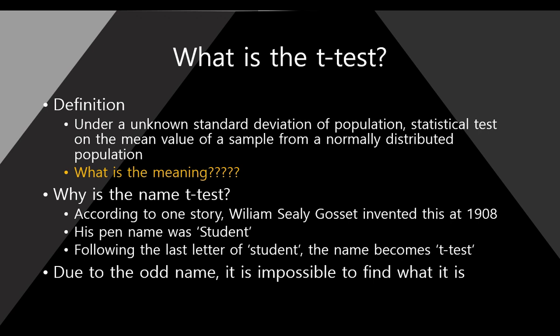Okay, first, our question is, why is the name t-test? It looks odd. I checked the internet, and according to one story, William Gosset invented this t-test in 1908. At the time, his pen name was Student. I'm not sure why Student was his pen name. Anyway, following the last letter of Student, the name is just t-test. Because of the odd name, it is impossible to find out what it is.